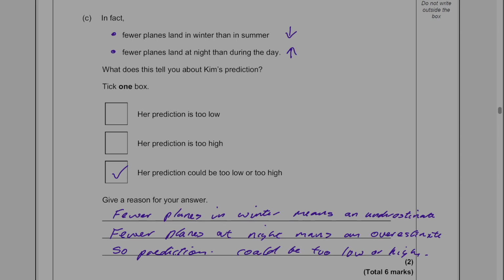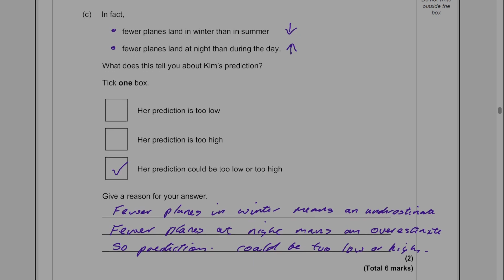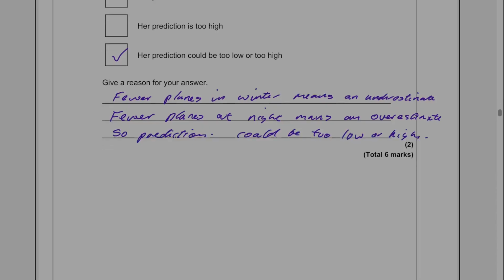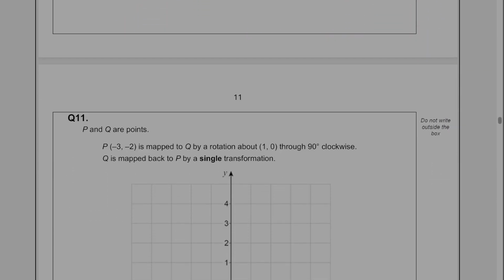Because we're not given any numbers, just "fewer", the first condition means that our estimate could be an underestimate. The second one means that our prediction could be an overestimate, and we don't know how many fewer, so her prediction could be too high or too low.